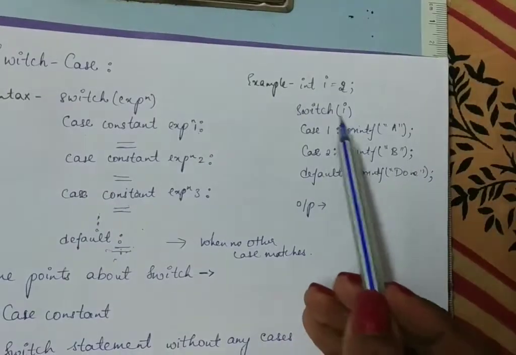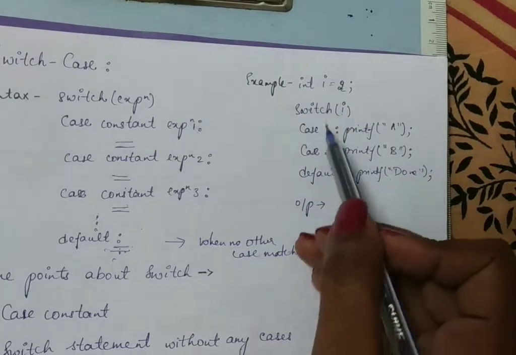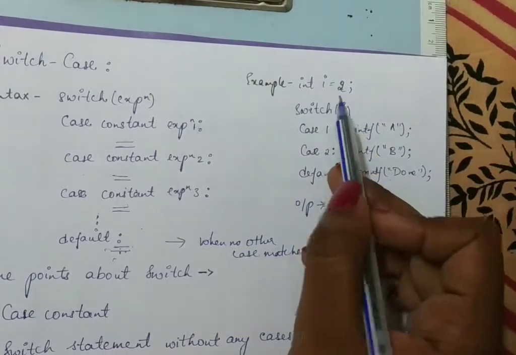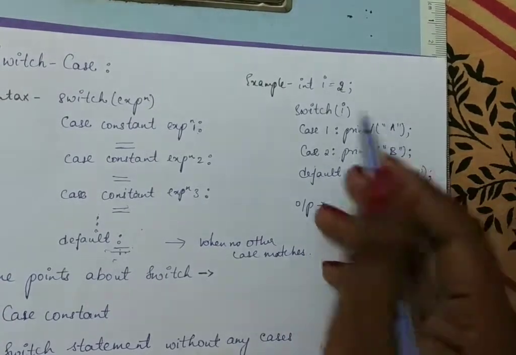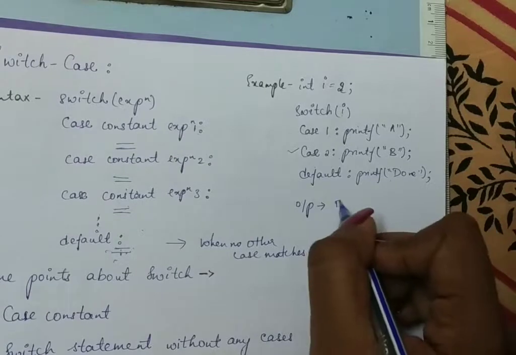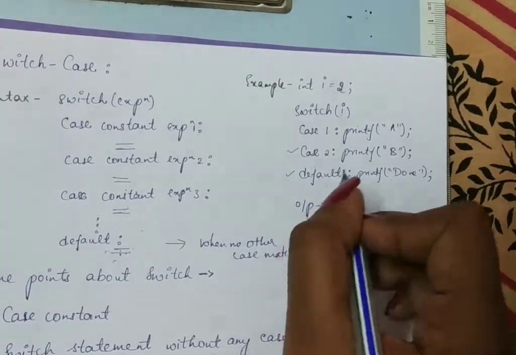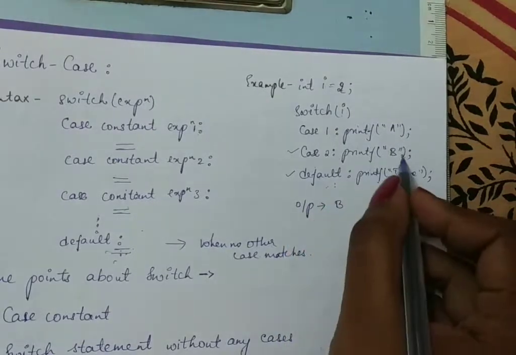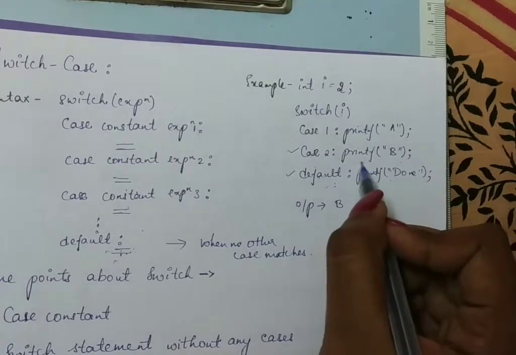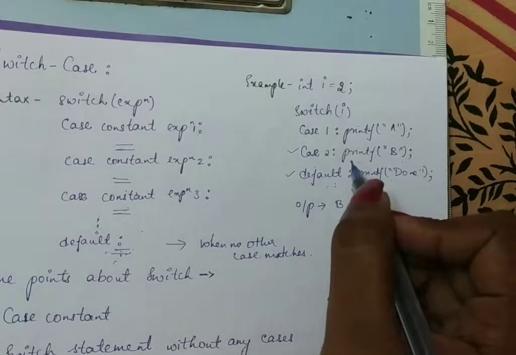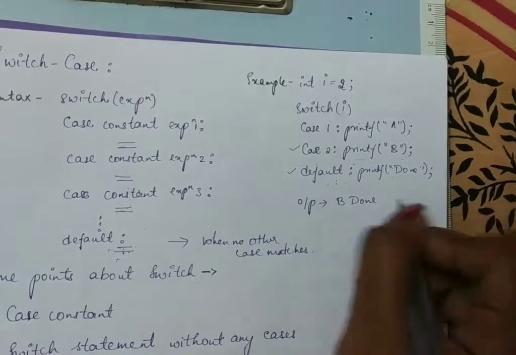See, for example, int i is equal to 2, switch of i, case 1, case 2, and the default. In this case, i is 2, so switch of 2, case 2 is printf b. This is executed, which means b is printed, and also the default statement is executed, until and unless there is a break statement written after every case. So there's no break statement, so the default is also executed, which is done. This is the output.